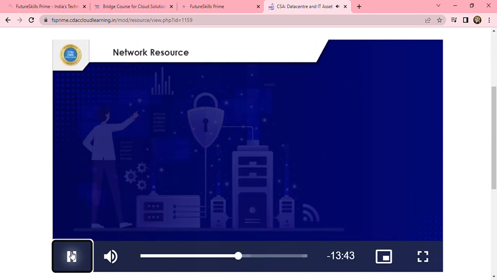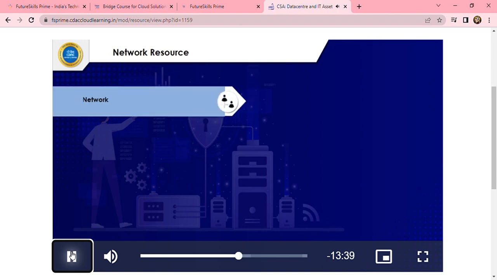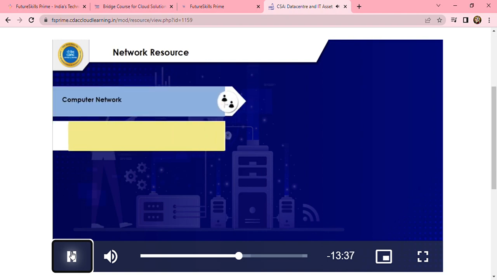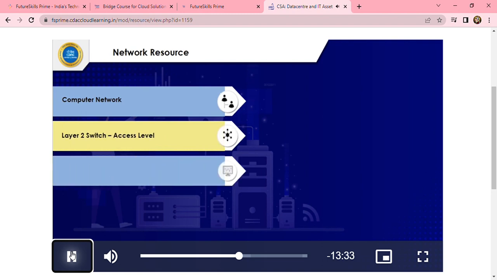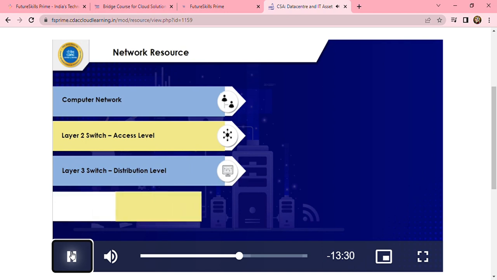Let's have a deeper dive into the network resource. Computer network. Layer 2 switch, access level. Layer 3 switch, distribution level. Router.